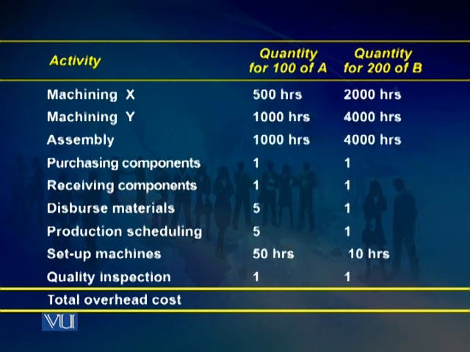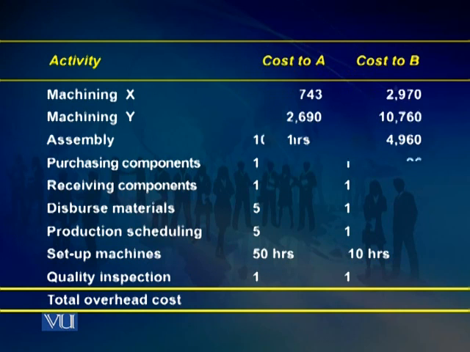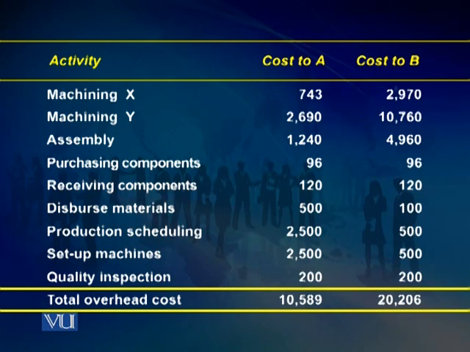Similarly, for machine Y and assembly and for all the other overhead which has been allocated to the activities, such as purchasing components, 96 was the rate of the cost driver. There is one purchase order for 100 units of A, one purchase order for 200 units of B, and therefore the cost of purchasing allocated to A and B is 96 each. And receiving components is 120 each, and so on.